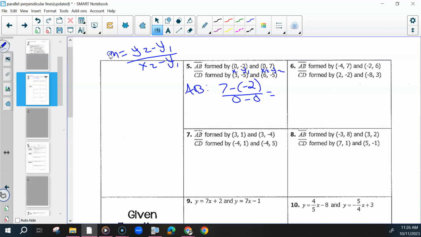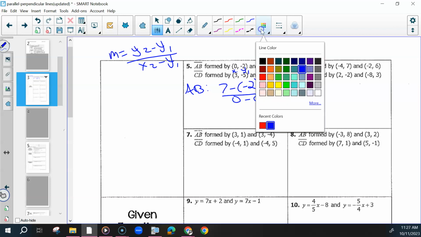Subtract, tell me what you get. 9 over 0. So I'm going to leave that like that for now. We'll come back to it. And talk about CD.